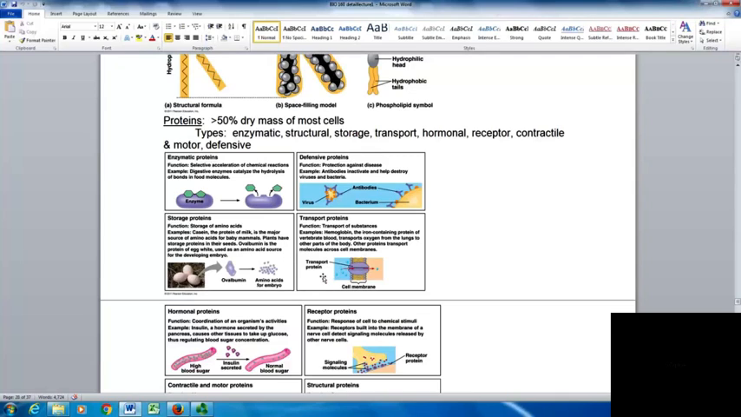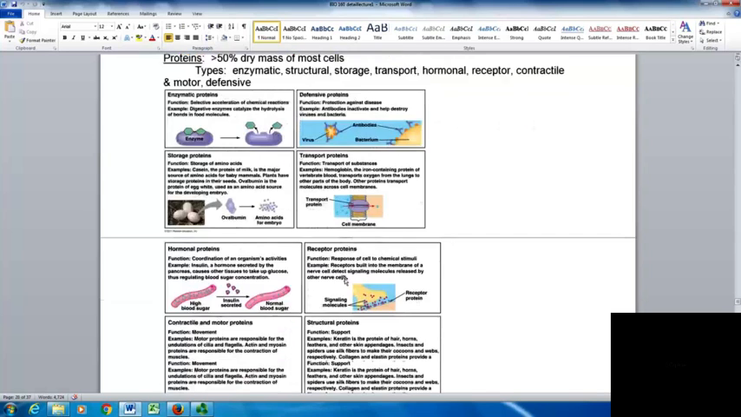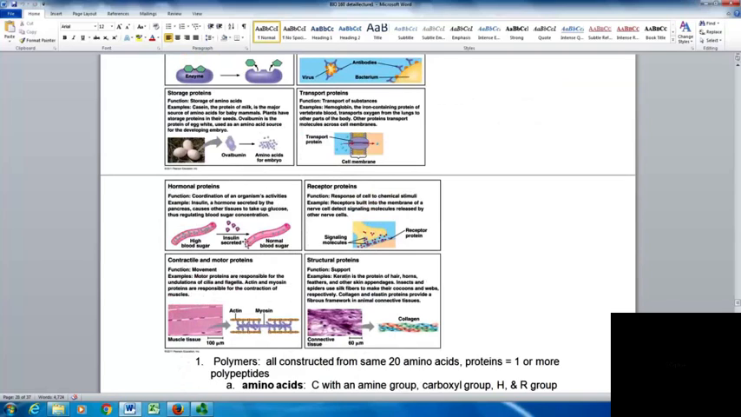Transport proteins are going to transport substances. In this example here, you can have a transport protein embedded in the cell membrane to move things across the membrane. We can have hormonal proteins. So this example here is insulin that's going to work as a hormone and help cells to take up glucose.